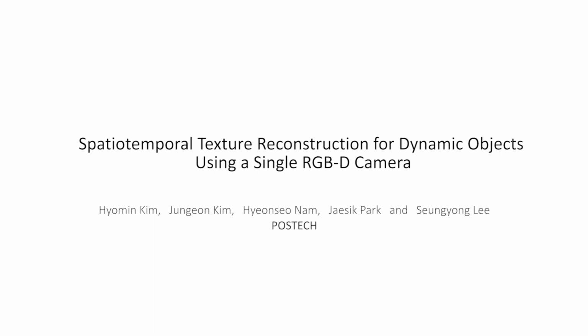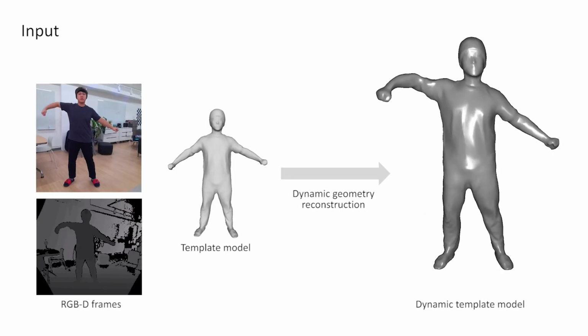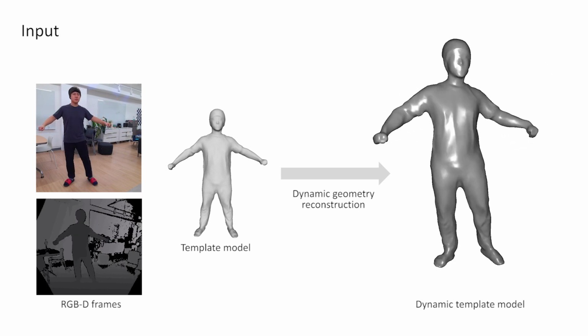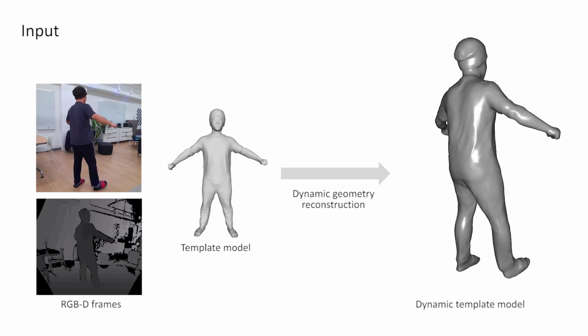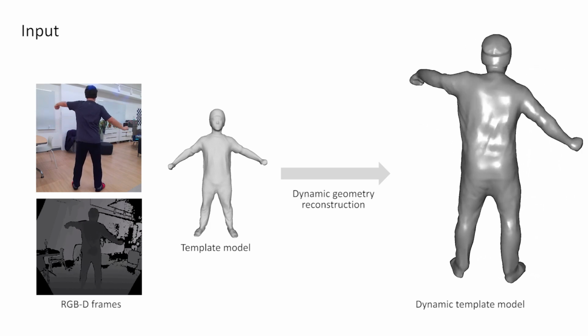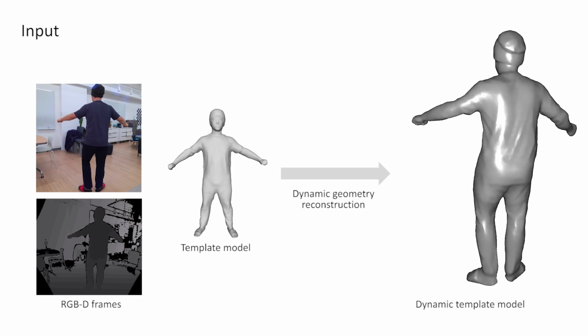This is a supplementary video for our paper, Spatiotemporal Texture Reconstruction for Dynamic Objects using a single RGB-D camera. To reconstruct a spatiotemporal texture, our framework takes RGB-D frames and a template mesh as the input. Then, we first reconstruct a dynamic object by deforming the template mesh to fit each input frame.